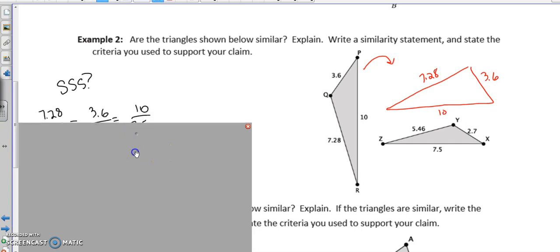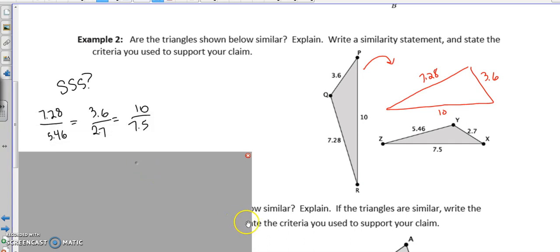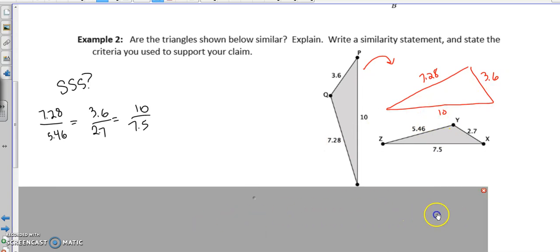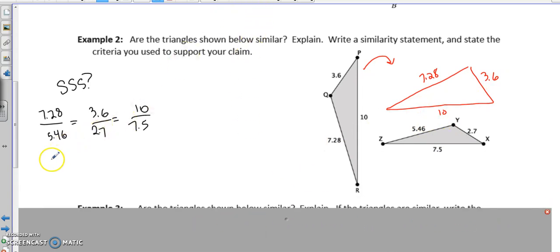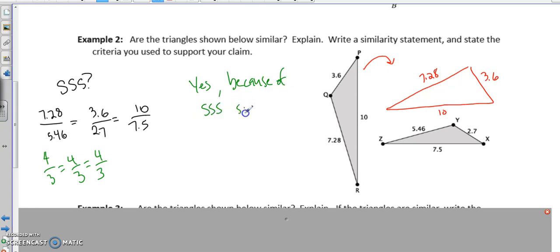So again, what we're going to do is test out the 3 proportions. So I'm going to say, is 7.28 over 5.46 the same scale factor as 3.6 over 2.7? Is that the same scale factor as 10 over 7.5? And when we test those out in our calculator, they actually all come out to be 4 over 3. So there's our scale factor. They all come out to be the same. So again, this works. So I can say yes, because of SSS similarity criteria. So it works.